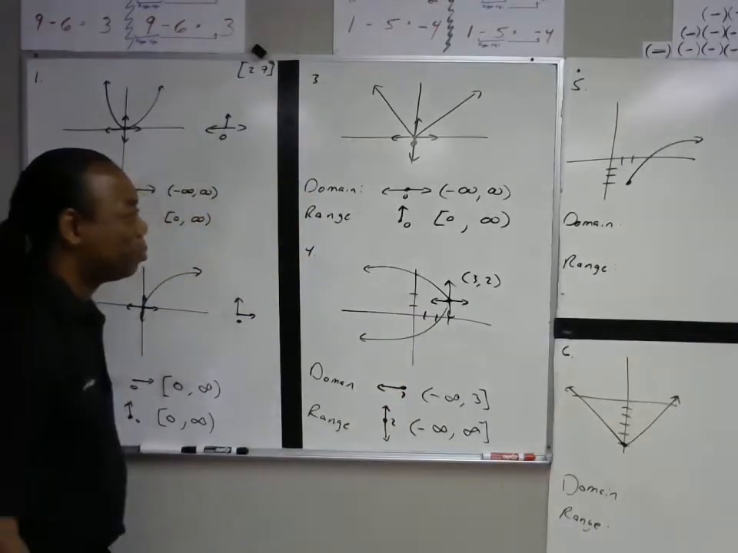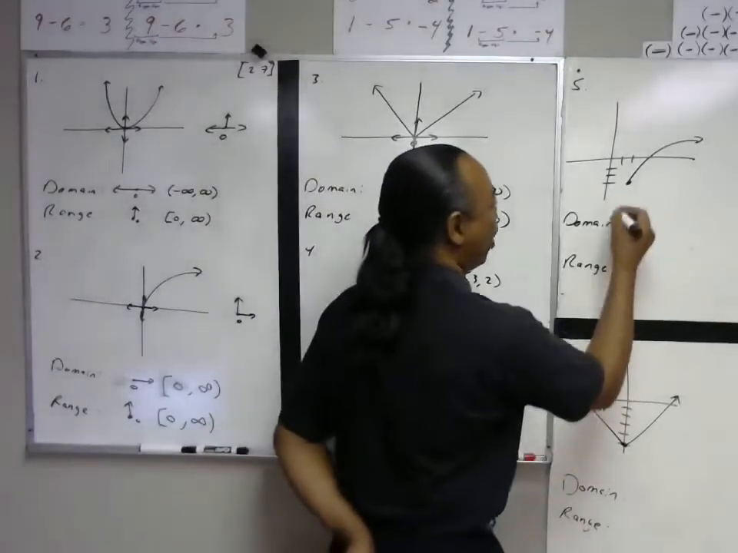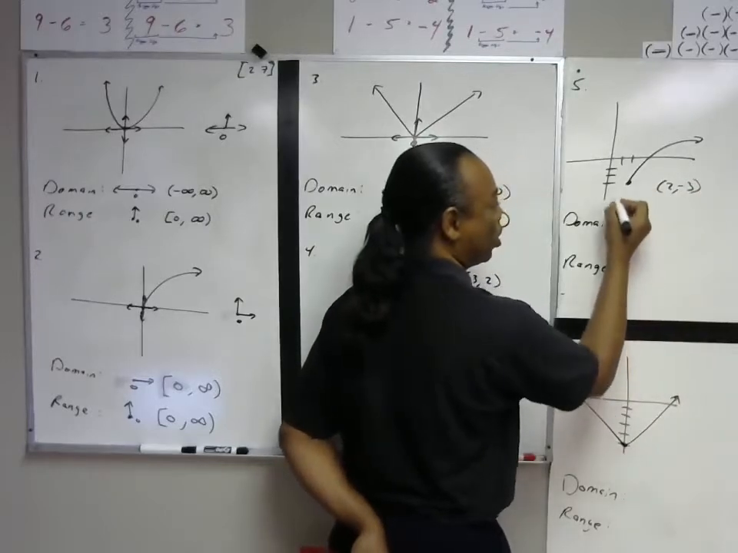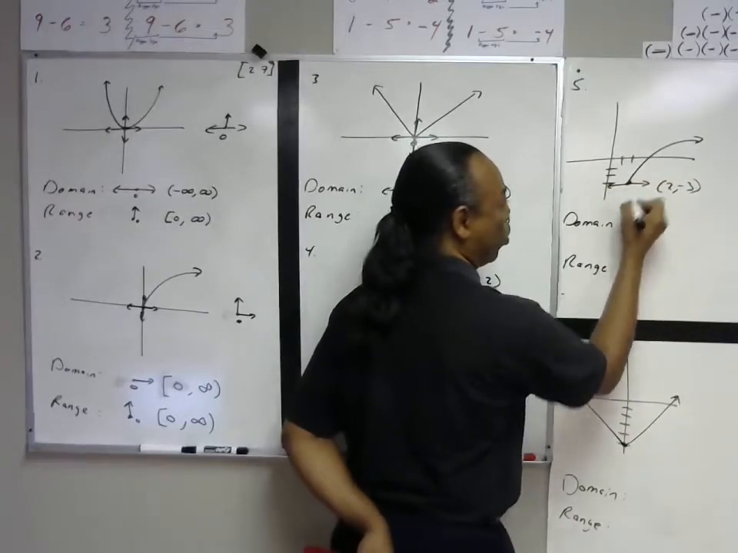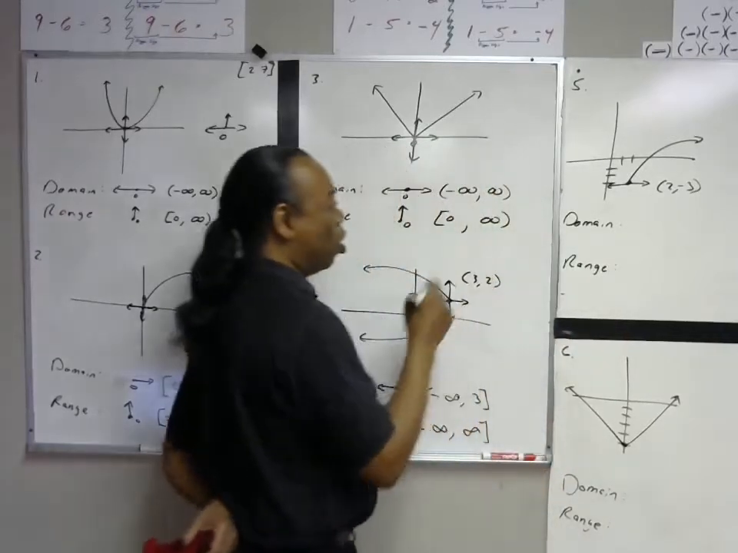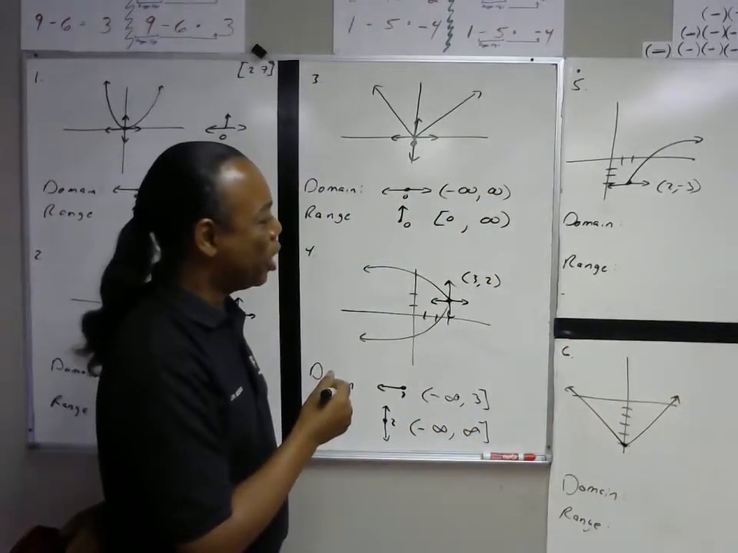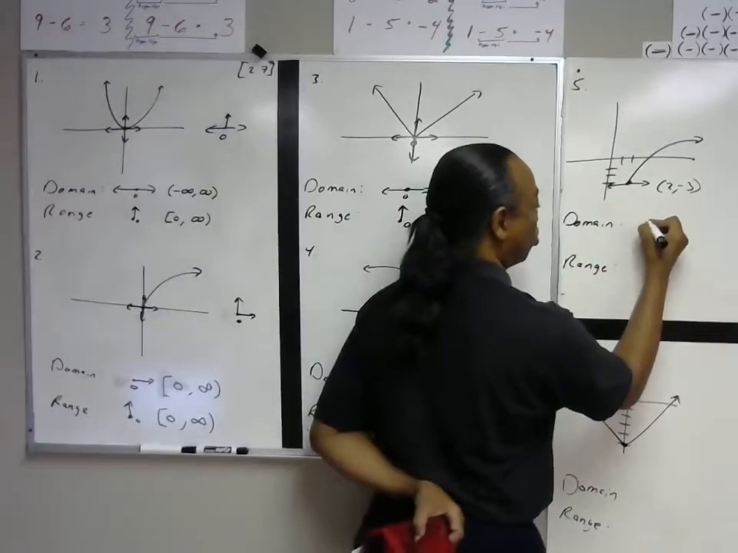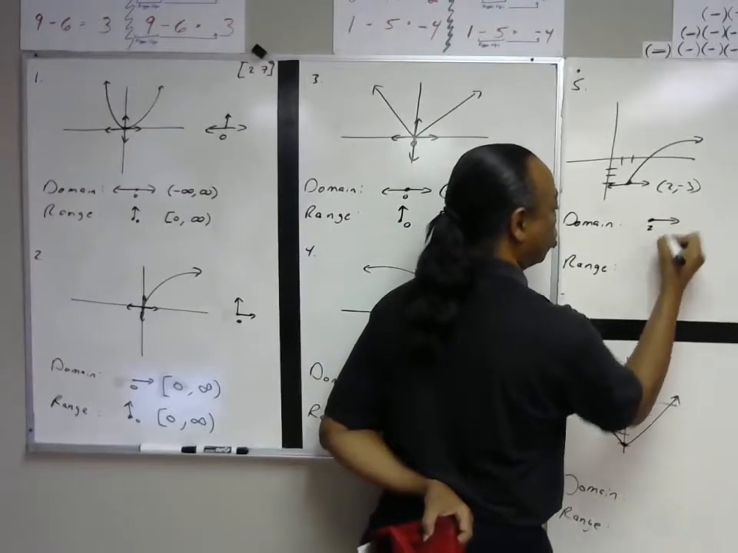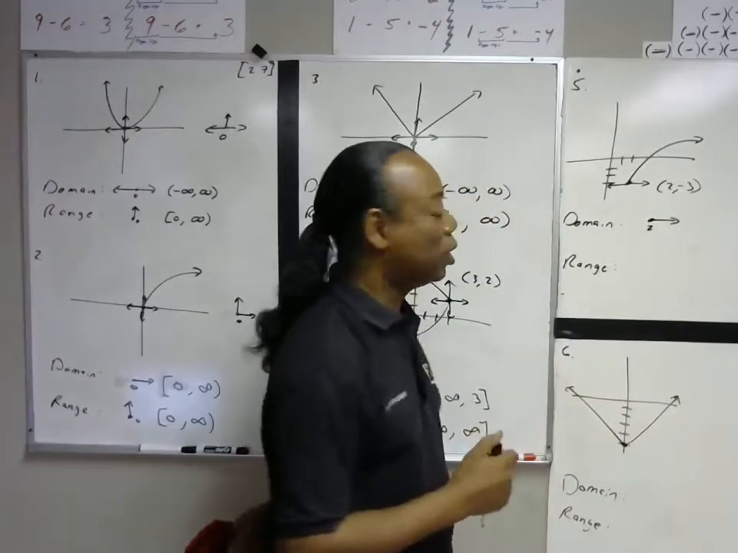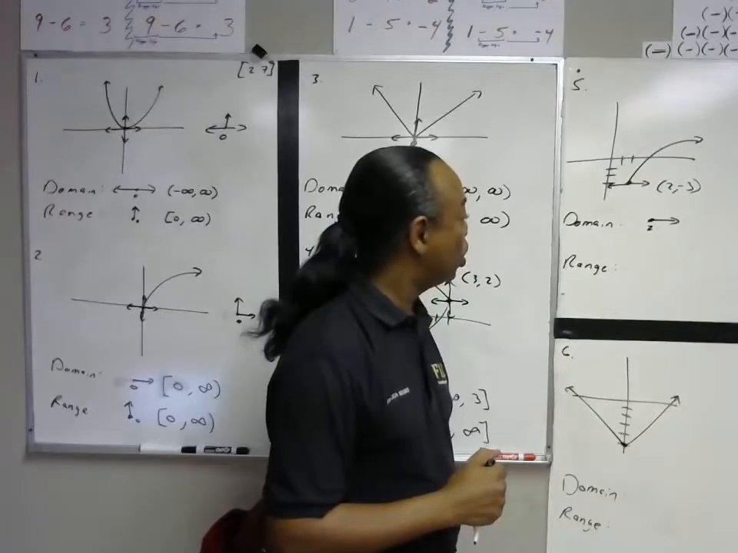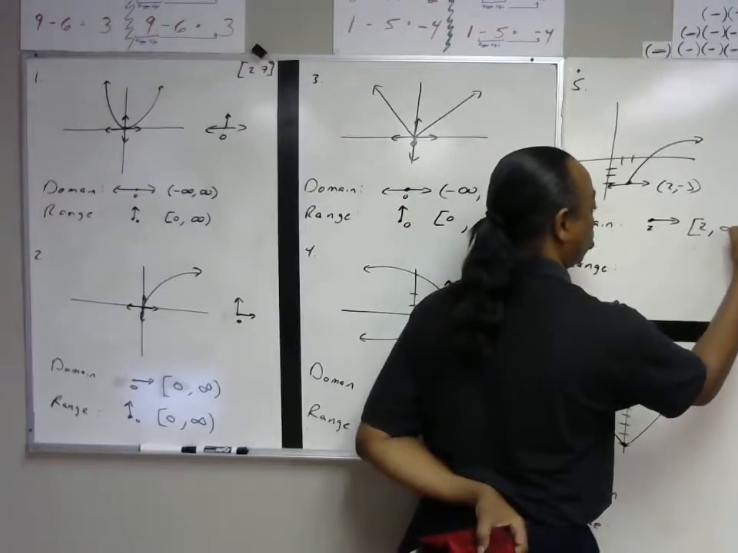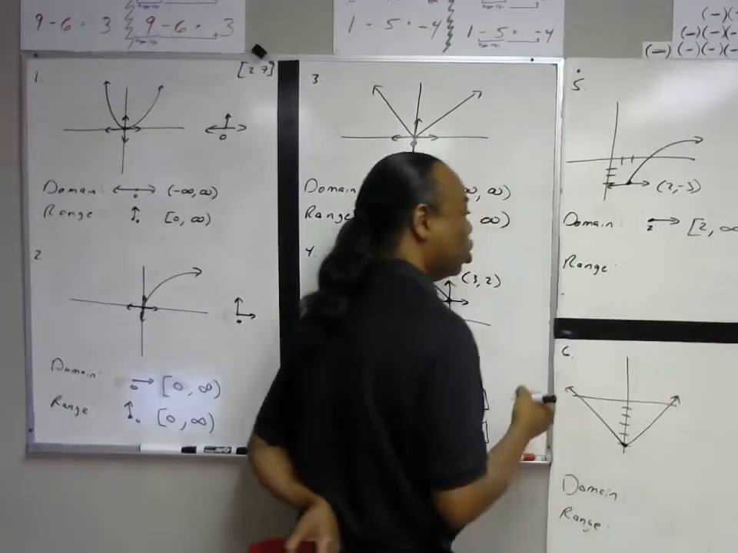Okay, number 5. Number 5, we're here at (2, -3) as a kind of starting point. And I want to see how far we can go to the left and to the right. I see this graph doesn't go any further to the left, but it does go further to the right. So starting from 2, from 2 to the right, that's the domain. So I would describe that as bracket 2, positive infinity. So that's my domain.